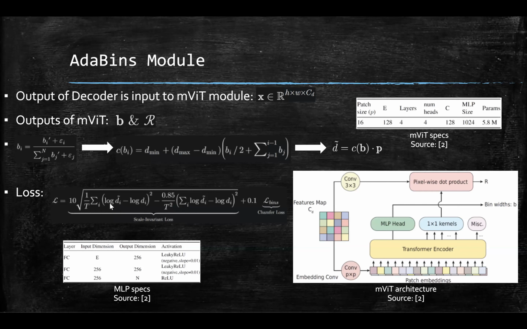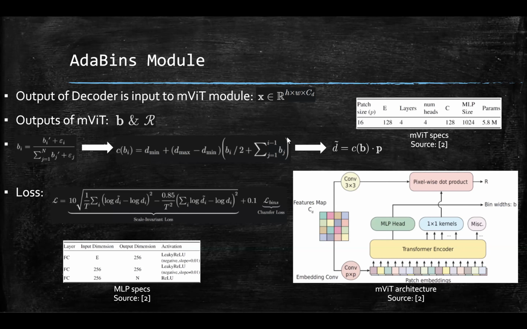The second term, this one, the transfer loss, encourages the distribution of bin centers to follow the distribution of depth values in the ground truth, since we would like to encourage the bin centers to be close to the actual ground truth depth values.